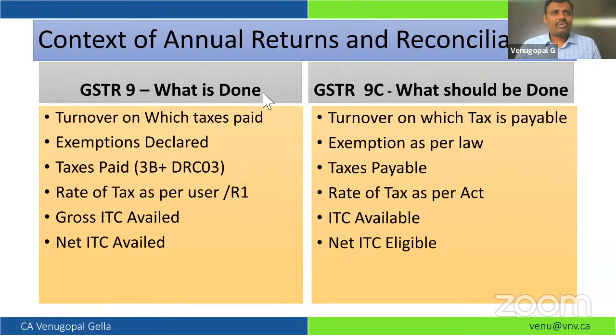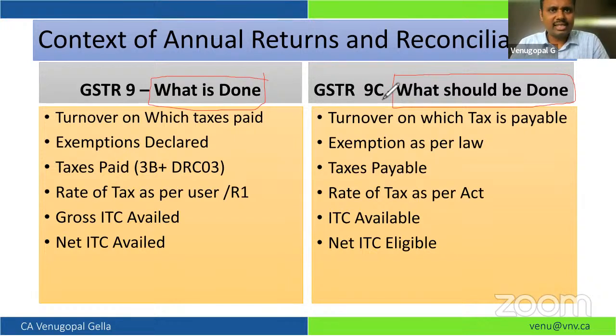Now, there are two returns which I said, 9 and 9C. What is the primary difference between both these returns? Understanding this context is very important. Once you know what it is, then it's pretty easy when you have to file the returns. Let me explain the primary difference between GSTR9 and 9C. GSTR9, we call it a statement of fact. What you have done is what you will report in GSTR9, while GSTR9C is what you should be doing. What you have done is 9, what you should be doing is 9C.